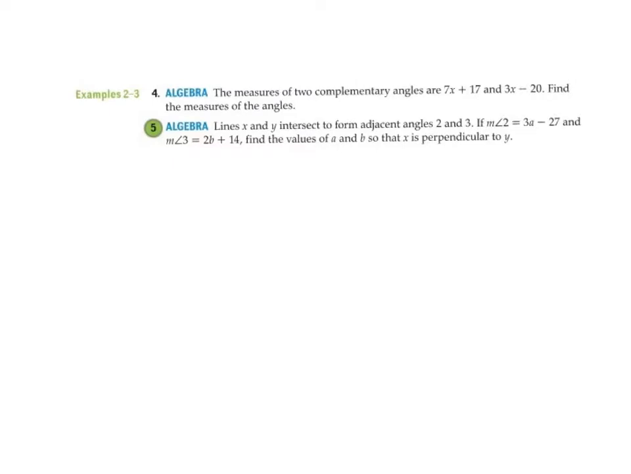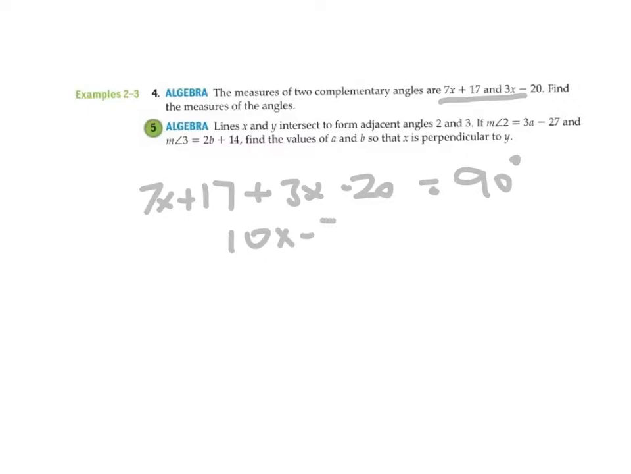So let's have a look at question number 4. The angle measure of 2 complementary angles are 7x plus 17 and 3x minus 20. So that means that these 2 guys must equal 90 degrees. Okay, so you've got 7x plus 17 plus 3x minus 20. Both those added together make 90 degrees. Okay, collect the like terms together. So you've got 10x minus 3 equals 90. Put the 3 on the other side, so 10x equals 93, so x equals 9.3.